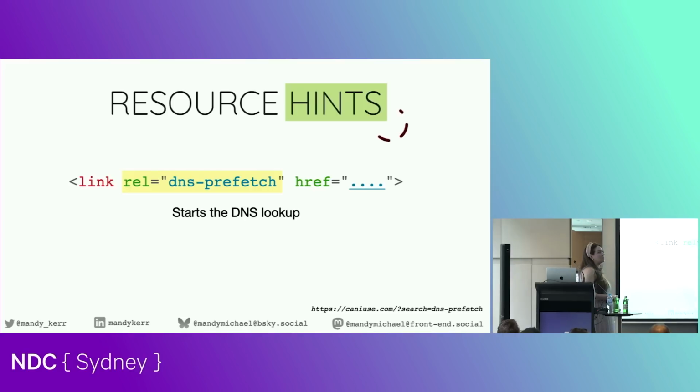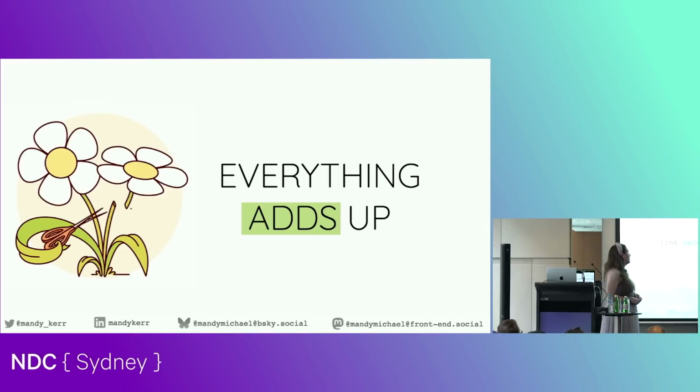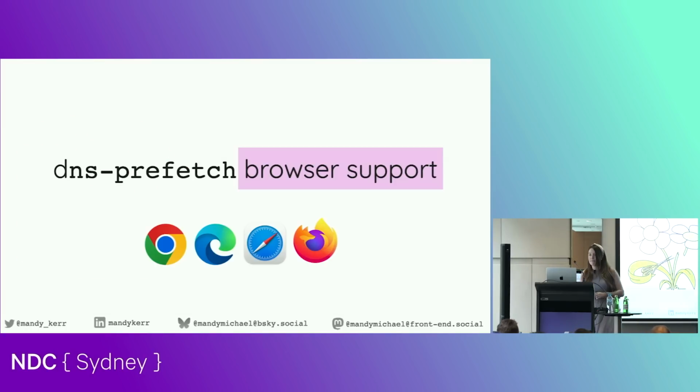That usually takes about 20 to 120 milliseconds. That might not seem like a lot, but everything adds up. If you can save 100 milliseconds 5 times, that's going to make a big impact to your performance. DNS prefetch has really good browser support. In Firefox, it's not supported on HTTPS at the moment, and it's not supported in iOS Safari and the Android browser. But again, the browsers just ignore it if they don't recognize it in HTML, so it's not going to hurt to use it for the other browsers.